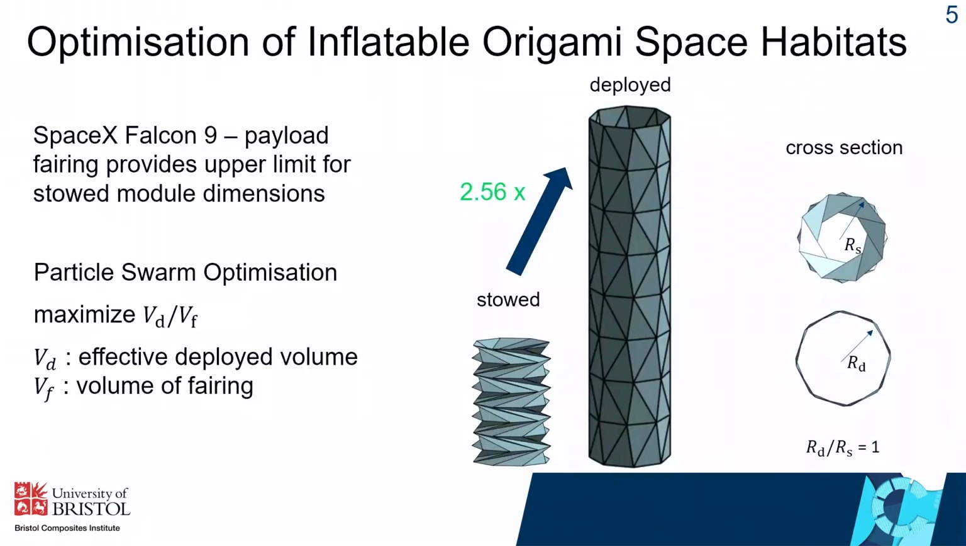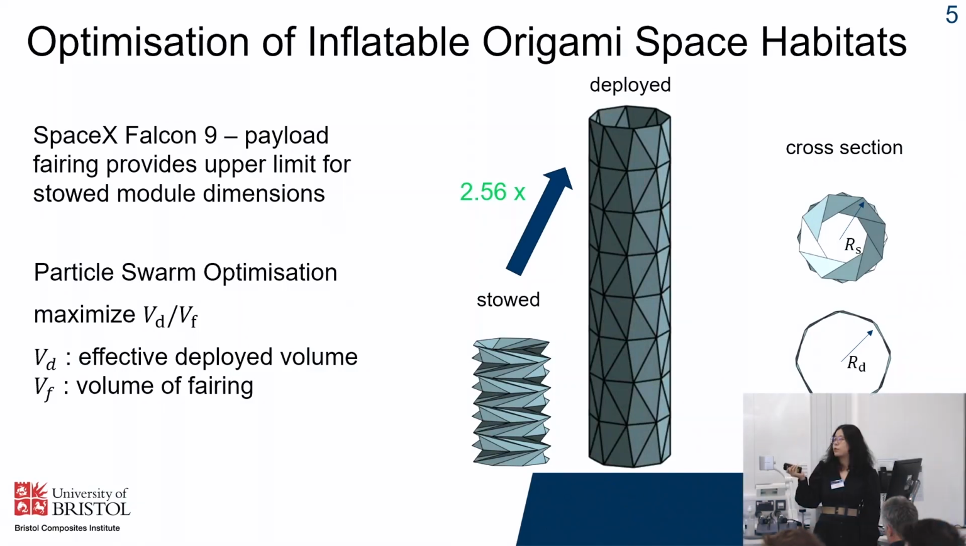And we choose the SpaceX Falcon 9 as the transporting rocket, so its payload fairing provides the upper limit for the stored volume. And our objective is to maximize the volume deployment ratio, and we describe it by the effective deployed volume over the volume of the fairing. And we choose particle swarm optimization under several geometric and manufacturing constraints to optimize the design parameters.